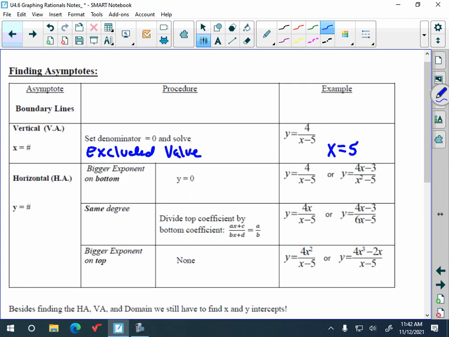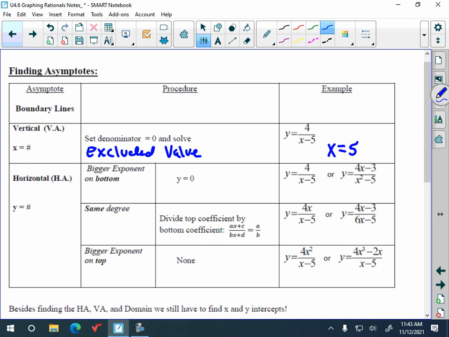All right, so here are 2 examples where I want you to see why the exponent is bigger in the denominator than the numerator. This one's easy to see. You have an x to the first on top, x to the second on the bottom. It's bigger on the bottom. Bigger exponents on the bottom, it's always going to be y equals 0 as your answer.